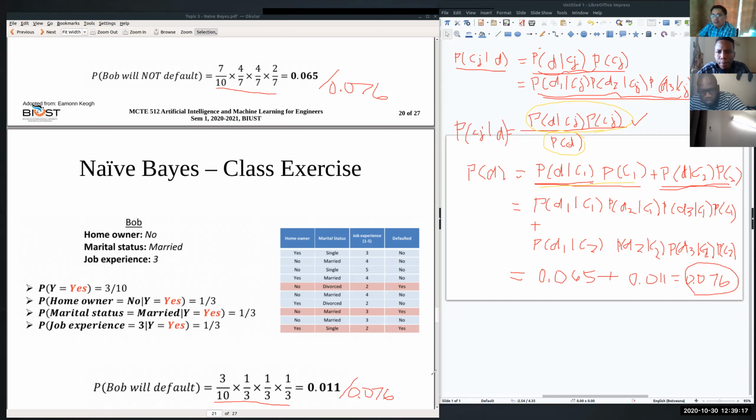Will it matter? No, it won't. It will not matter since you are dividing by exactly the same number. And so Bob will therefore not default. Maybe the probability is not the exact probability of the Bayes theorem, but the judgment is still the same.